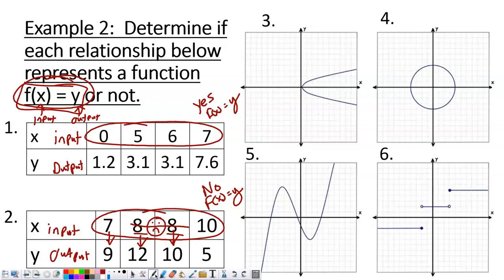So, are these pictures graphs that represent a function where f of x equals y? In other words, x is the input and y is the output.